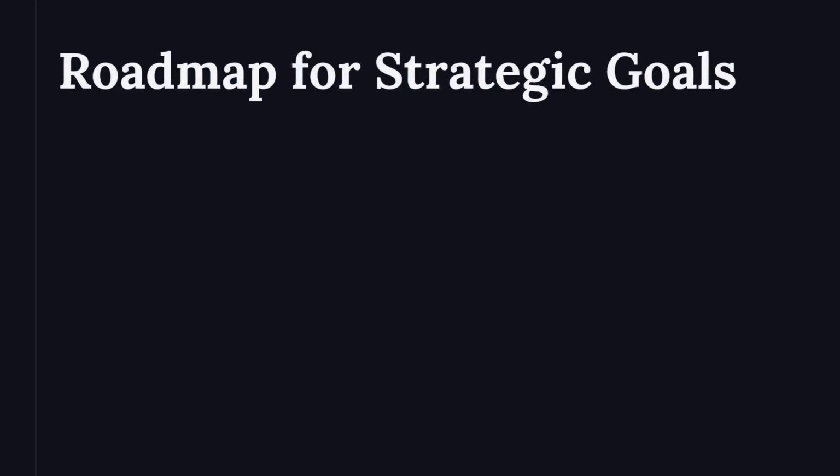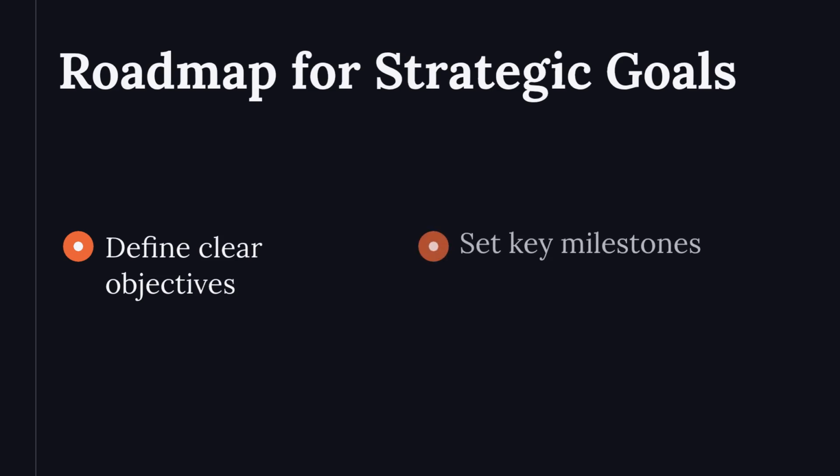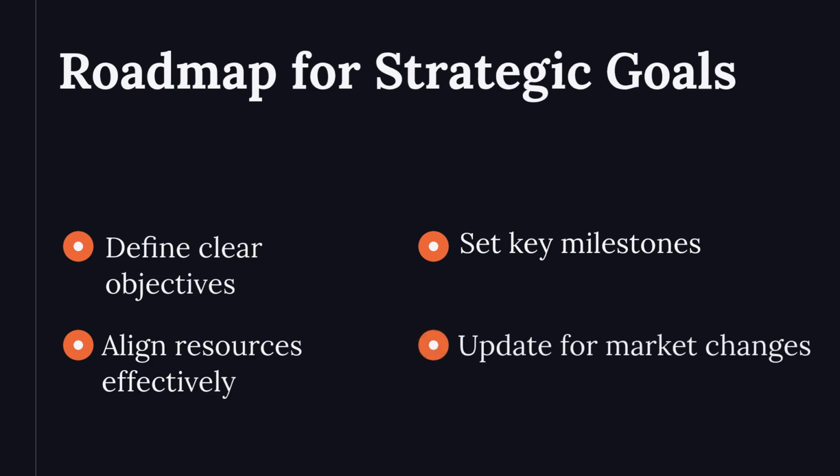Roadmaps outline steps to achieve long-term objectives. They provide a visual path for strategic initiatives. Components include goals, milestones, and timelines. They help align resources and efforts with strategic goals. Regular updates ensure responsiveness to market changes.